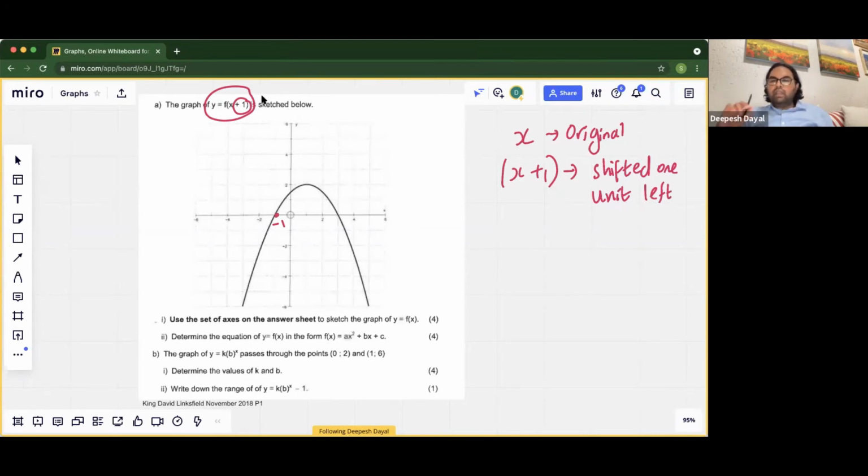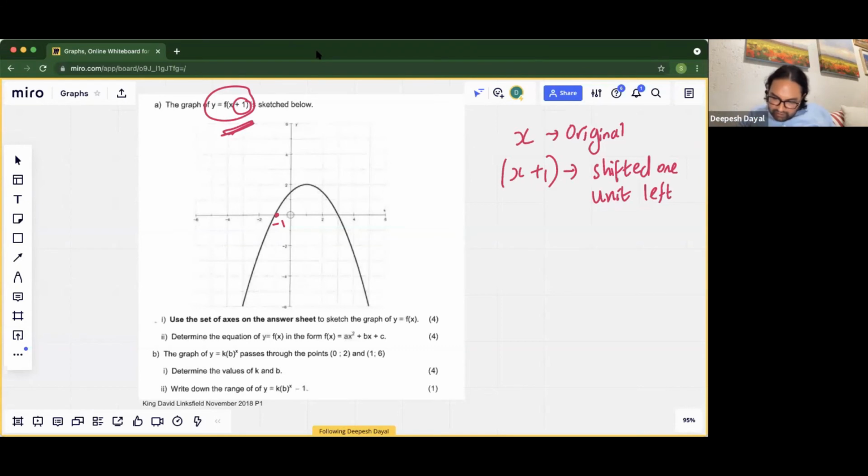So how can we reverse this? How can we reverse this graph and go back to the original? What will we do? We will move it 1 unit to the... You can type in the chat, let me know. How will we go from f(x plus 1) to f(x)? We will move the graph 1 unit to the right. Yes, thanks, everybody. Excellent. So that is 1 unit to the right. We'll shift it 1 unit to the right.